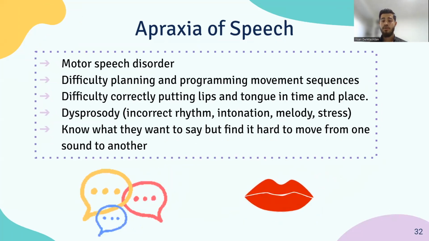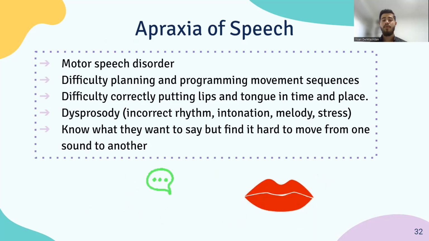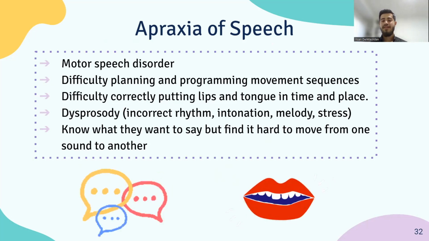Common symptoms include dysprosody, which is incorrect rhythm, intonation, melody, or stress. Now, the patients may know what they want to say, but they do find it hard to move from one sound to another. Now, let's take a quick look at an example of apraxia of speech. So just to see the difference between the conditions.